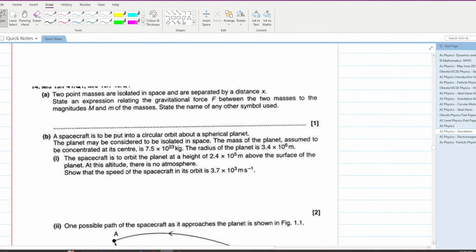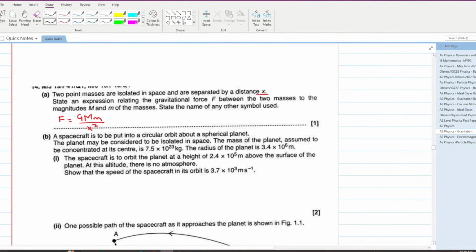2 point masses are isolated in space and are separated by a distance x. Okay. State an expression relating the gravitational force between the two masses m and small m and state the name of any other symbols used. Okay. Gravitational force is equal to what? Capital G capital M small m divided by x square, that is the separation between them.